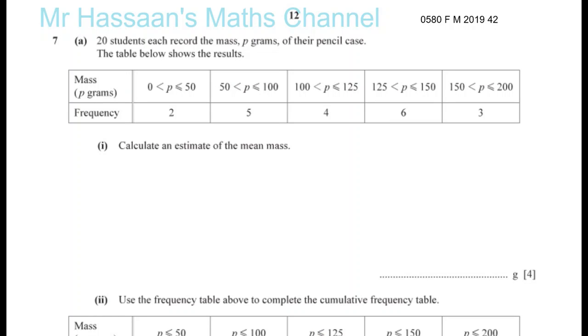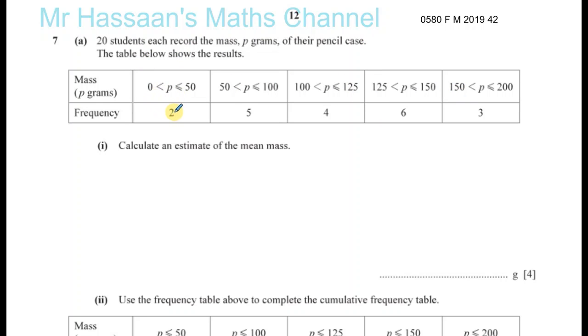Question number 7, February/March 2019, paper 4, variant 2. We have a grouped frequency table which shows 20 students who have recorded the mass of their pencil cases. I don't know why anyone would want to do that, but anyway. The table below shows the results.